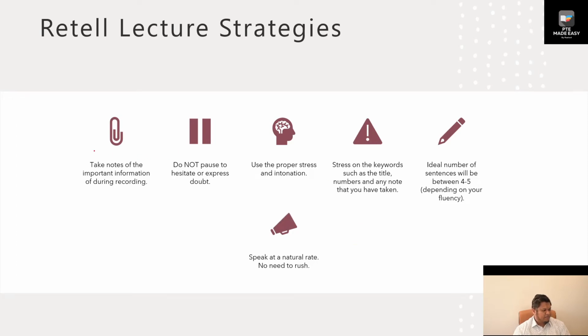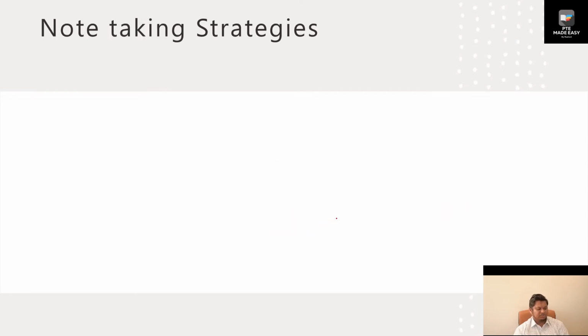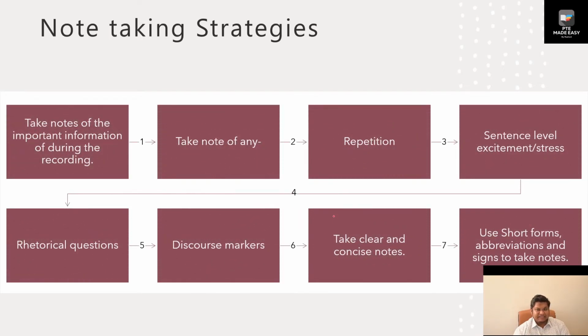Now, some strategies. Number 1, take notes of the important information during the recording. When the recording is being played, make sure you take notes of important information. Remember, it's a very long lecture, about 2 minutes. It is impossible for anyone to remember everything. So do not pause to hesitate or express doubt, nearly the same as describe image. Use proper stress and intonation. Again, stress the keywords such as titles, numbers, and any notes that you have taken. The ideal number of words is between 4 to 5, depending on your fluency, and speak at a natural rate. Please, no rush.